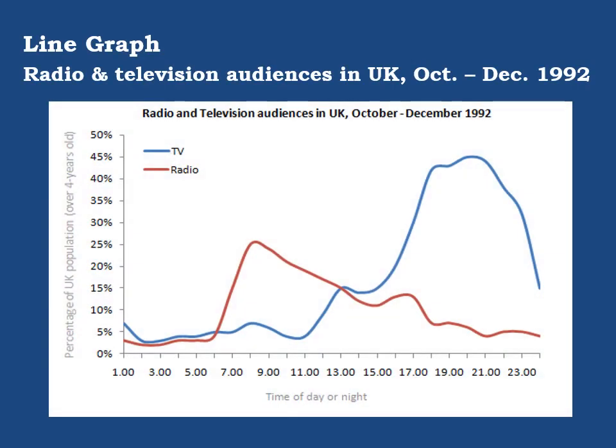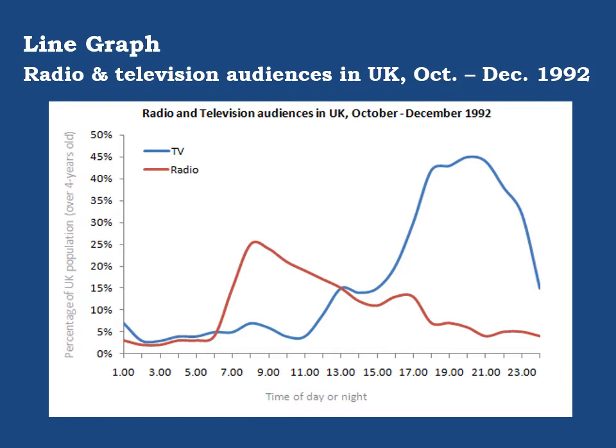This is the line graph. As you can see, the title is on top. Radio and television audiences in UK, October to December 1992. So this is the title. The key, you can see the colored lines, TV blue, and red color or brownish color, radio. Red color, it is red, yeah.